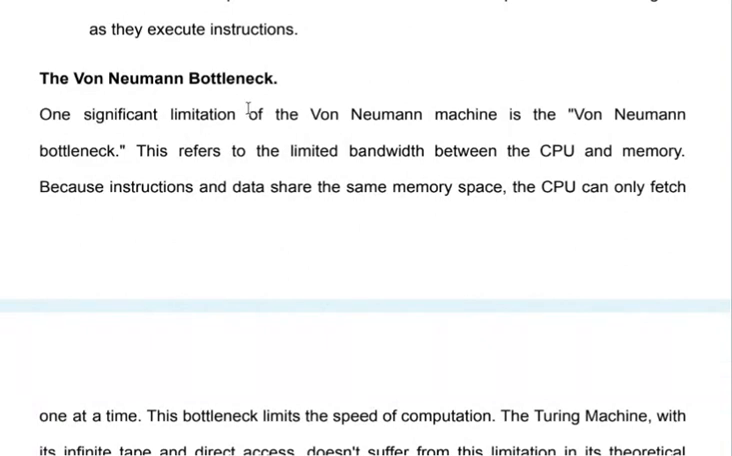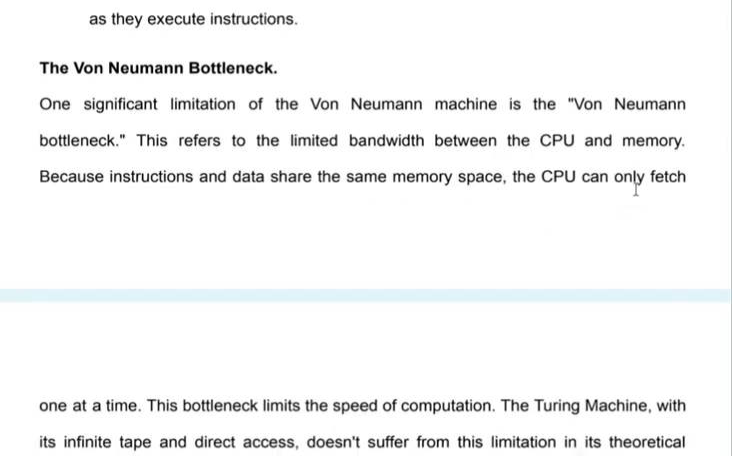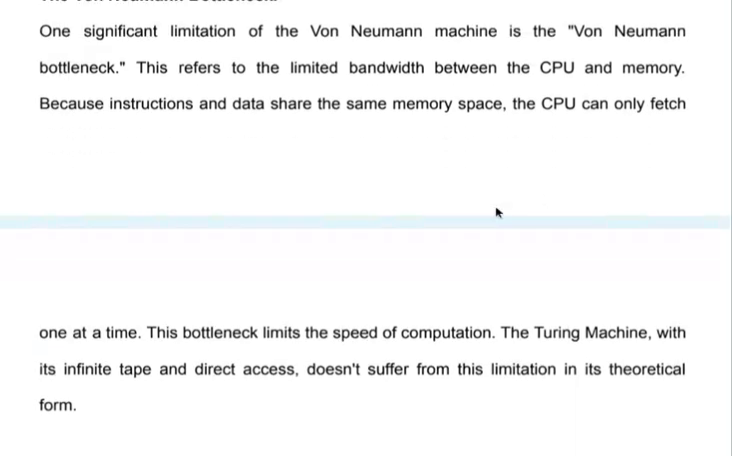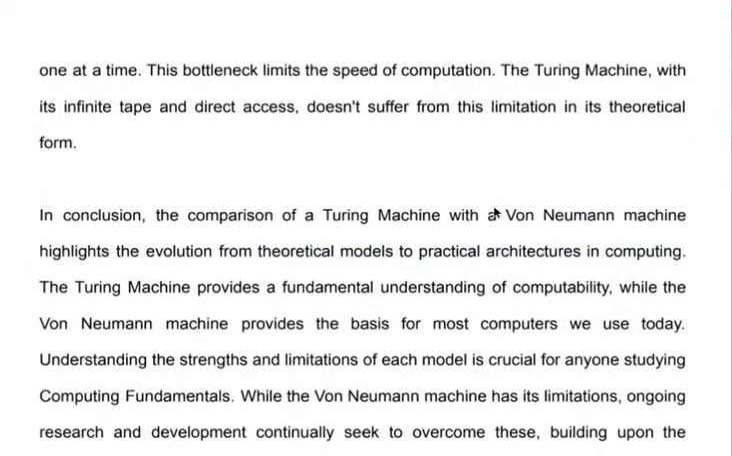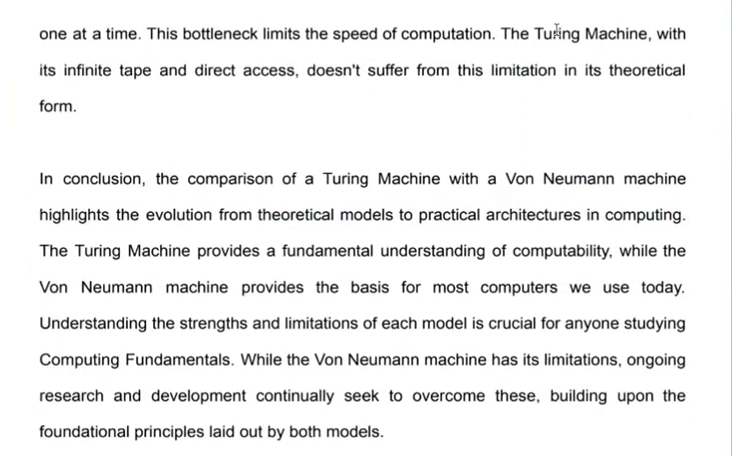The von Neumann bottleneck. One significant limitation of the von Neumann machine is the von Neumann bottleneck. This refers to the limited bandwidth between the CPU and memory. Because instructions and data share the same memory space, the CPU can only fetch one at a time. This bottleneck limits the speed of computation. The Turing machine, with its infinite tape and direct access, doesn't suffer from this limitation in its theoretical form.